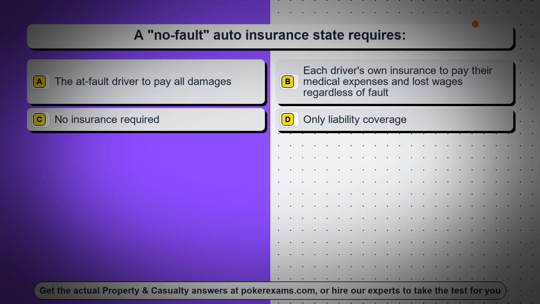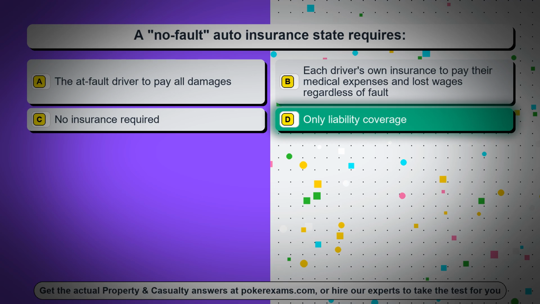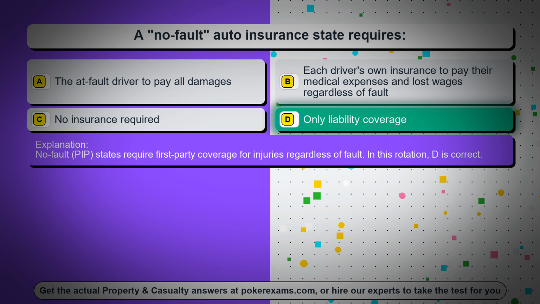Option C, no insurance required. Option D, only liability coverage. The correct answer is option D, only liability coverage. No fault, PIP, states require first-party coverage for injuries regardless of fault. In this rotation, D is correct.